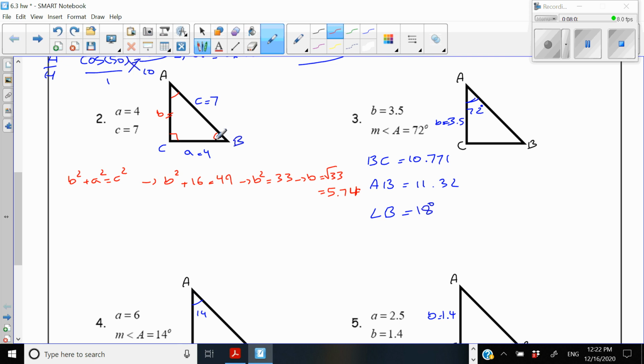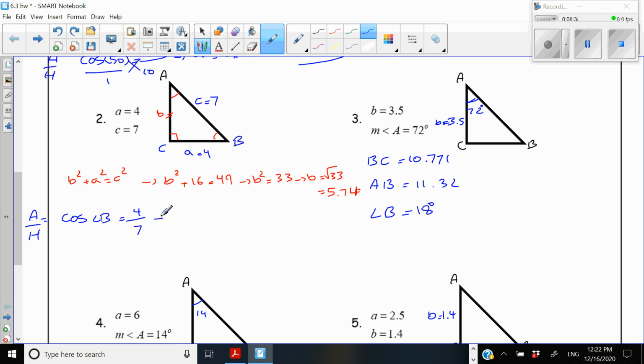Let's say cosine. I'm going to use cosine of angle B here. We know cosine is adjacent over hypotenuse. So if this is angle B, the adjacent side will be this one. So it's 4 divided by the hypotenuse, which is 7. So I have an angle whose cosine is equal to 4 over 7.